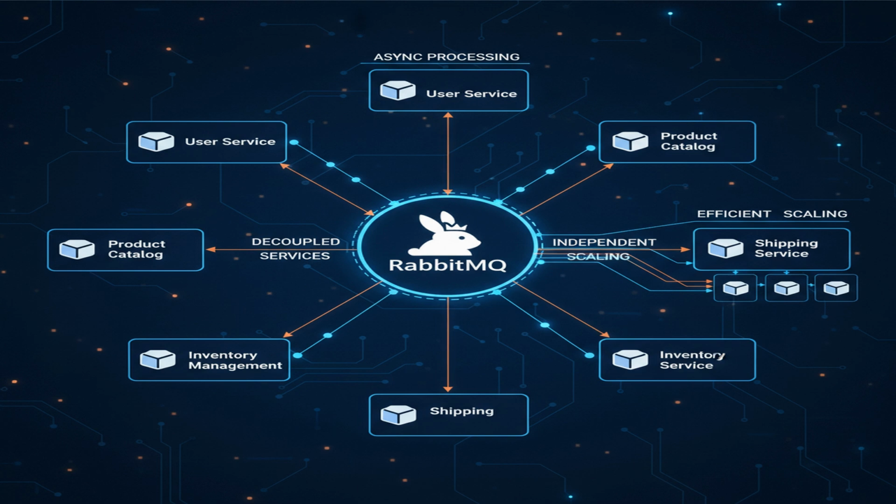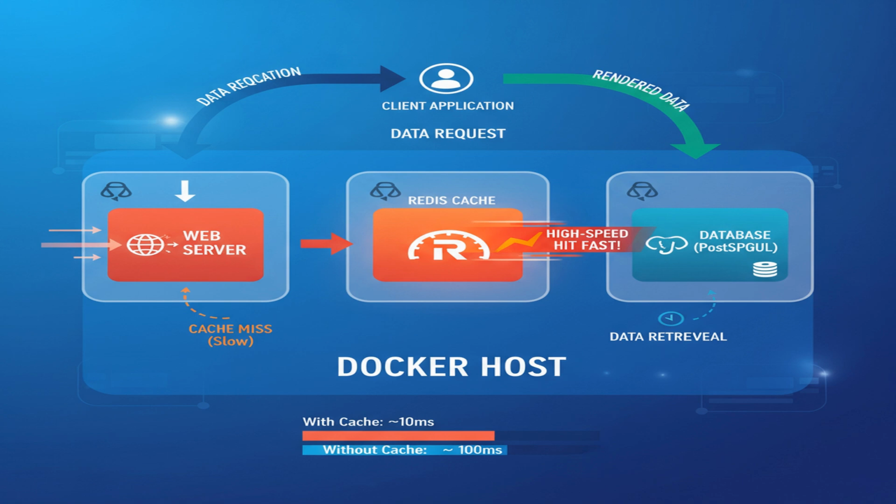Message queues like RabbitMQ or Kafka, orchestrated within Docker containers, enable this decoupling. Each microservice operates in its own container, communicating asynchronously through the message queue. This allows services to scale independently and handle varying workloads efficiently, enhancing overall system resilience.